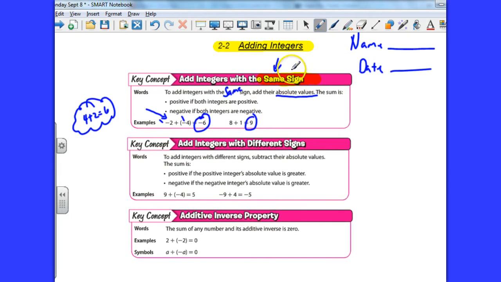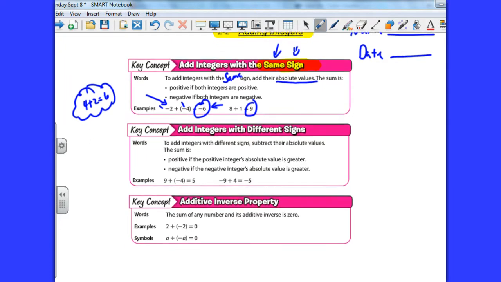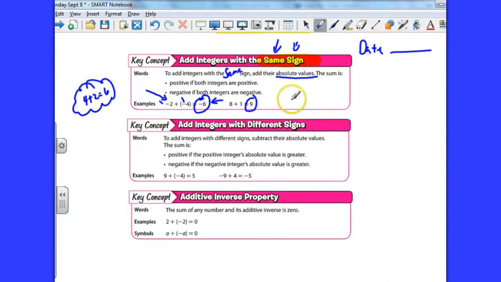So when we add with the same sign, it's usually pretty easy. People usually do pretty well. Just make sure you know when you add the negative numbers that your final answer is a negative value. Anytime you add negatives together, you end up with negatives. Anytime you add positives, you end up with positives, like right there. Different signs is a little trickier. So you want to spend some time on this when we add integers with different signs.